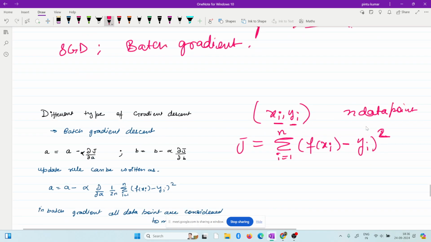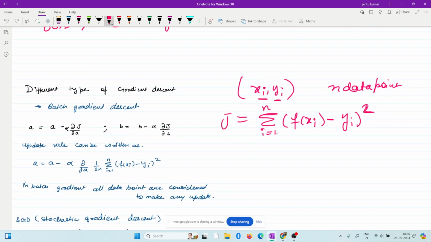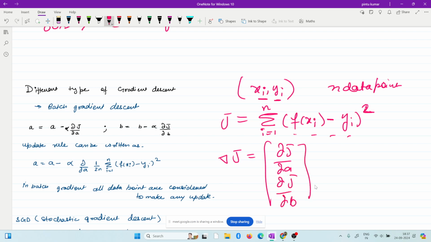So, what I was talking about is that your loss function would look something like this. Now, if you calculate the gradient of J, this would be del J by del a if there are two parameters, or del J by del b. Then your del J by del a would look something like the summation from i equals 1 to n of del by del a, because your derivative splits over a summation. You can have different summations.